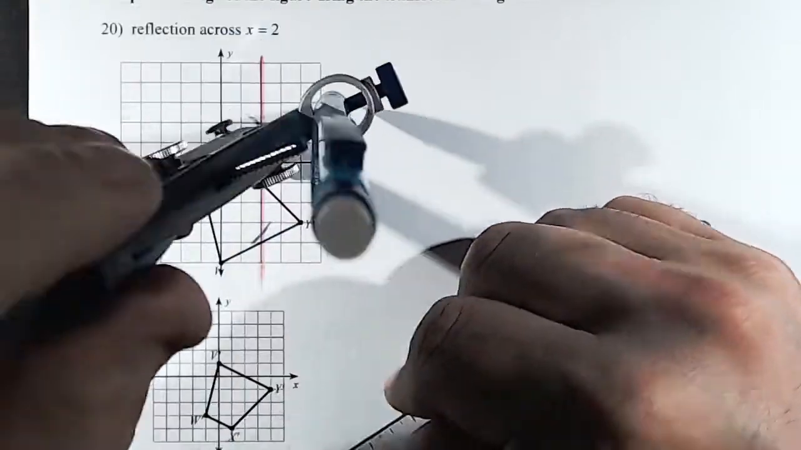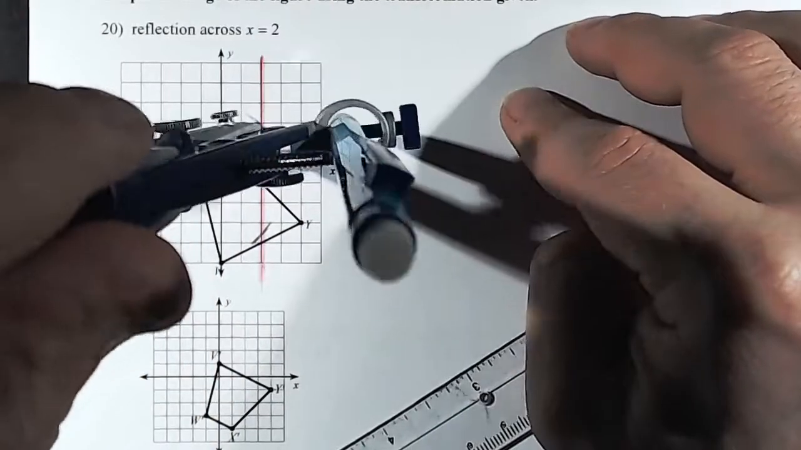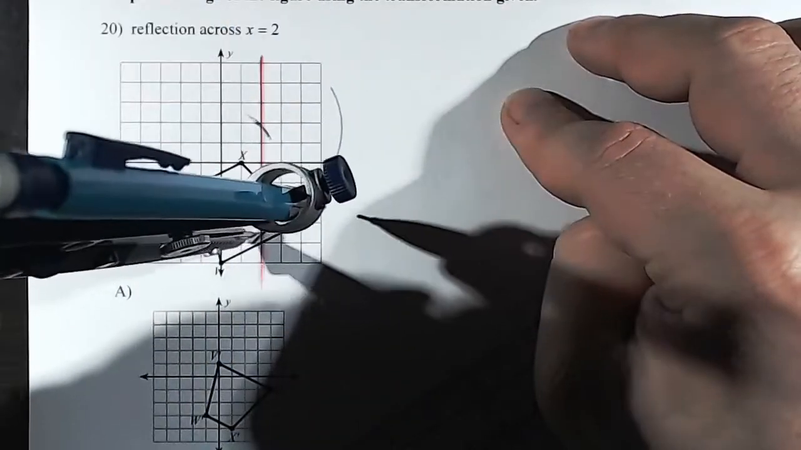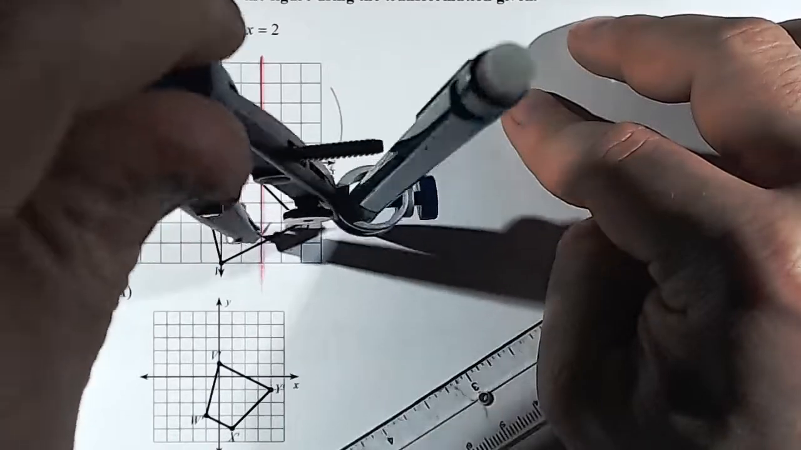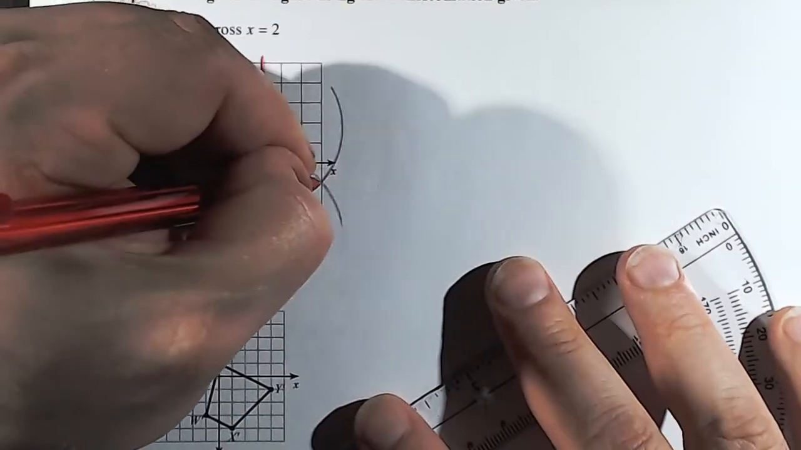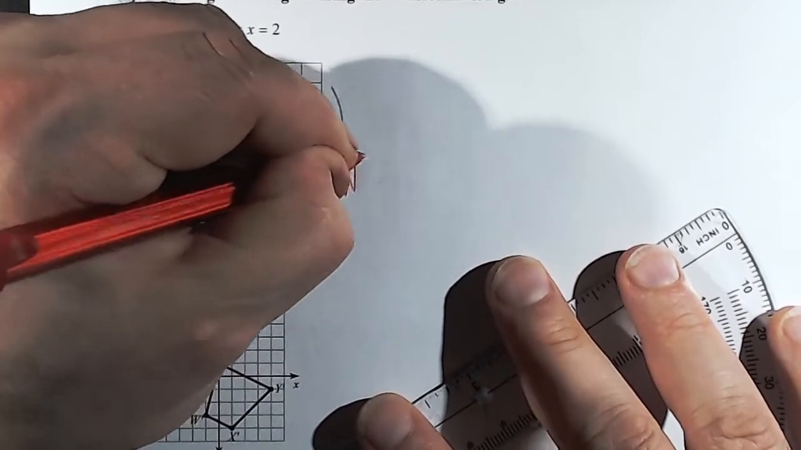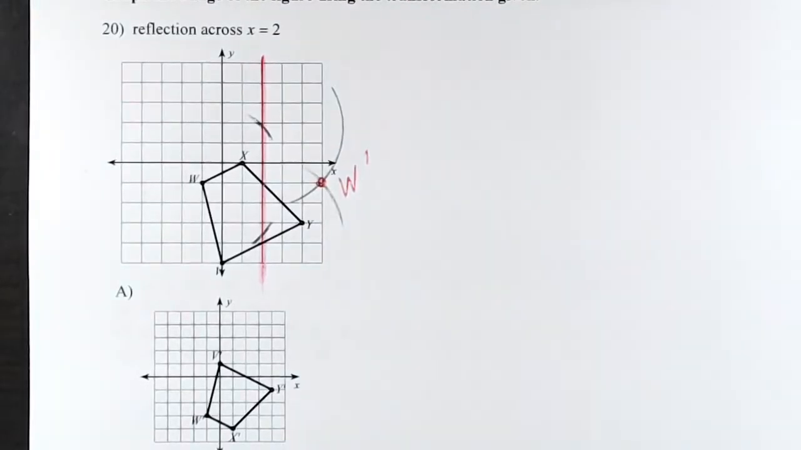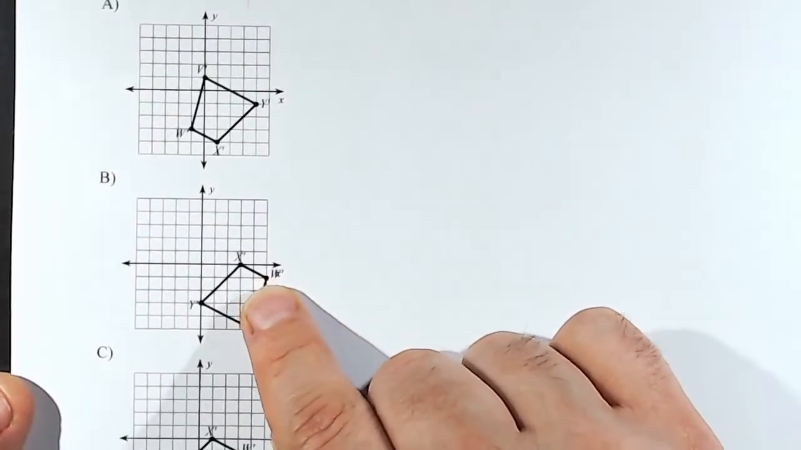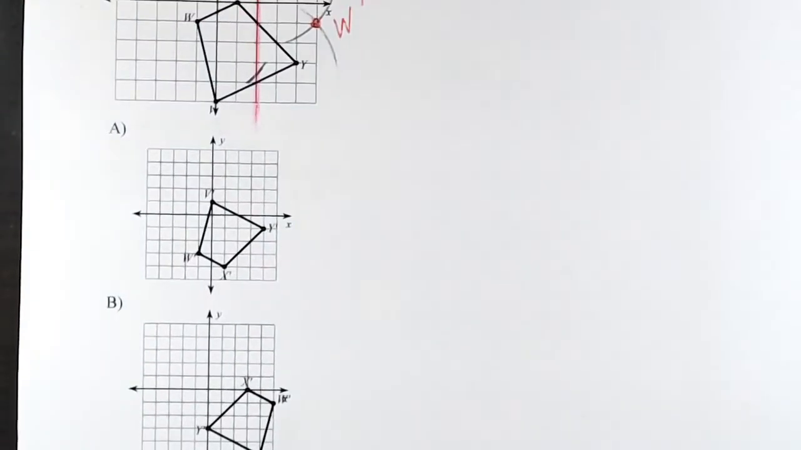And then you'll come over here and you'll do these arcs here, and you'll find where they intersect. Okay, so that point W intersected right here. So this is W prime. All right, so that's what we're looking for, W to be right there. You see that? It's the only one that has it in that position. So the answer is B.